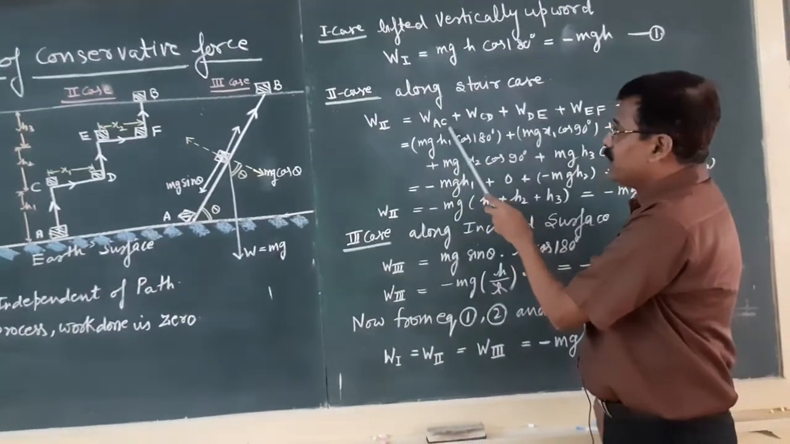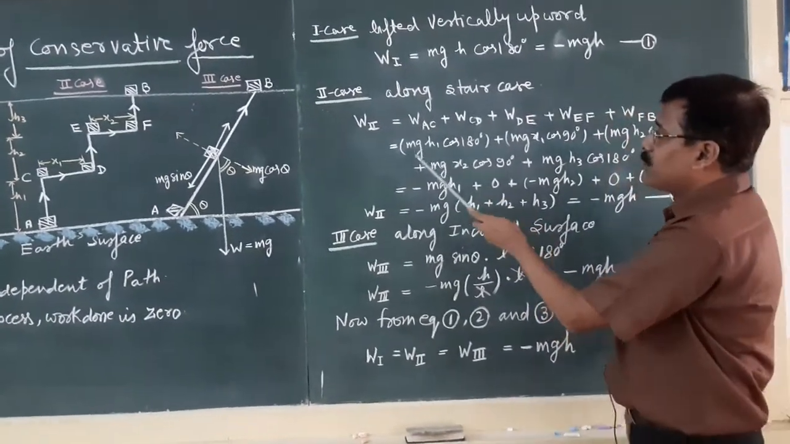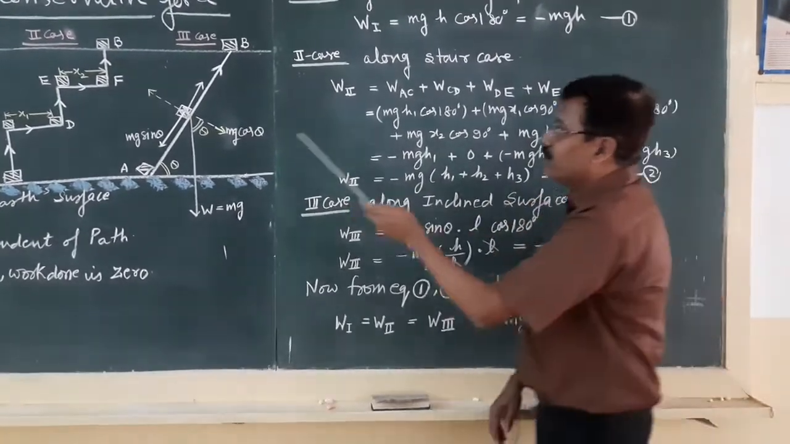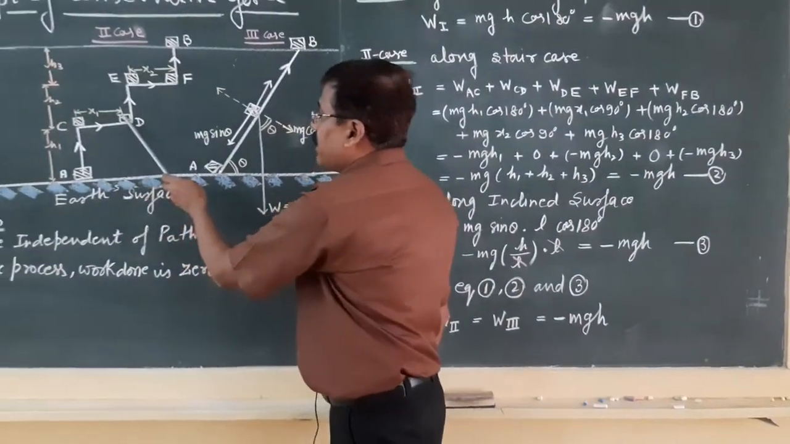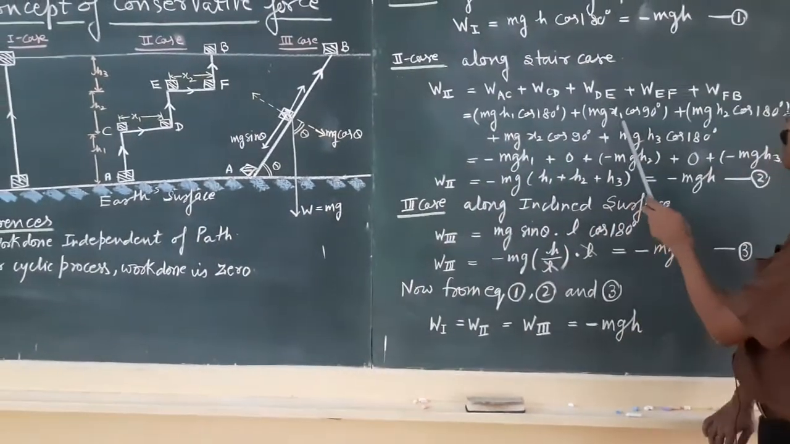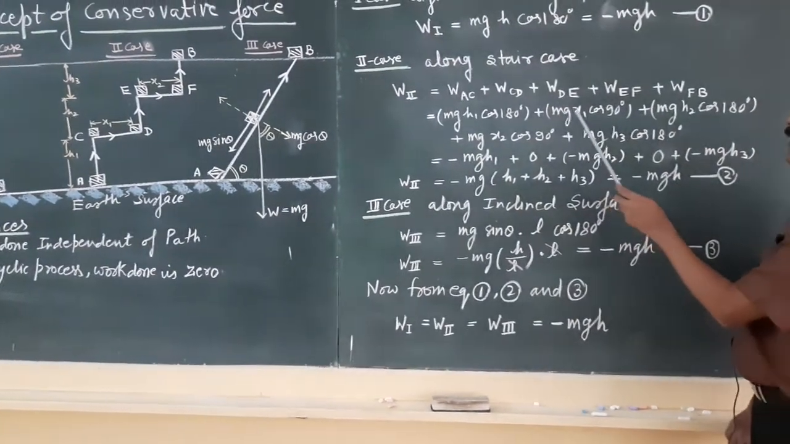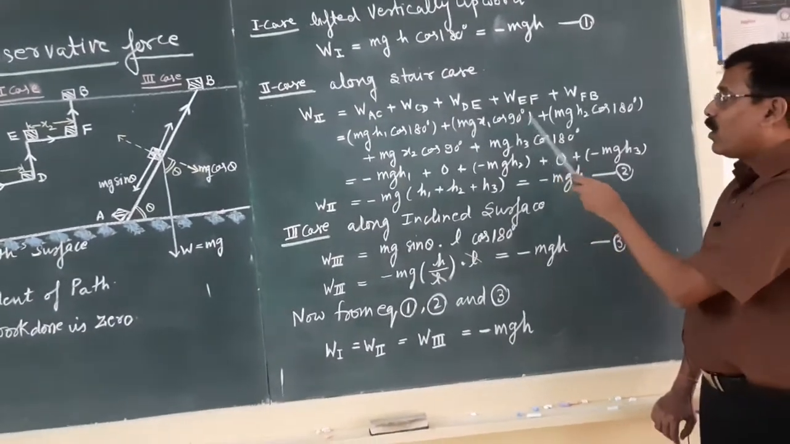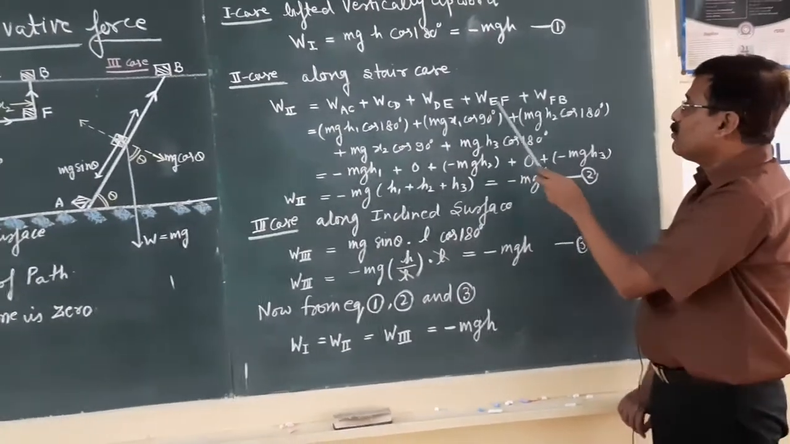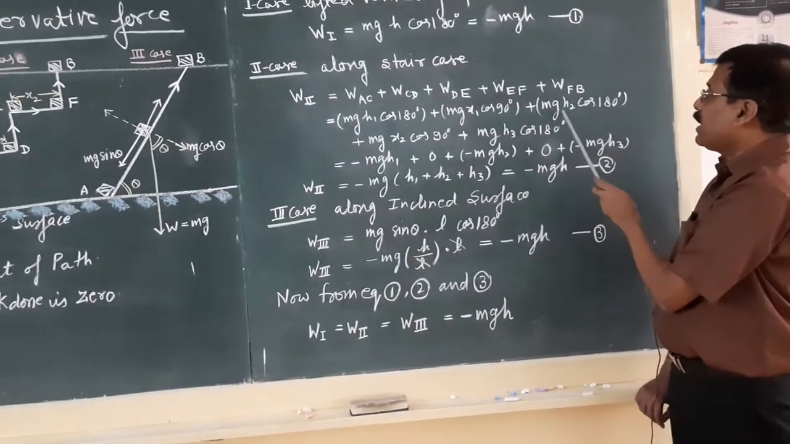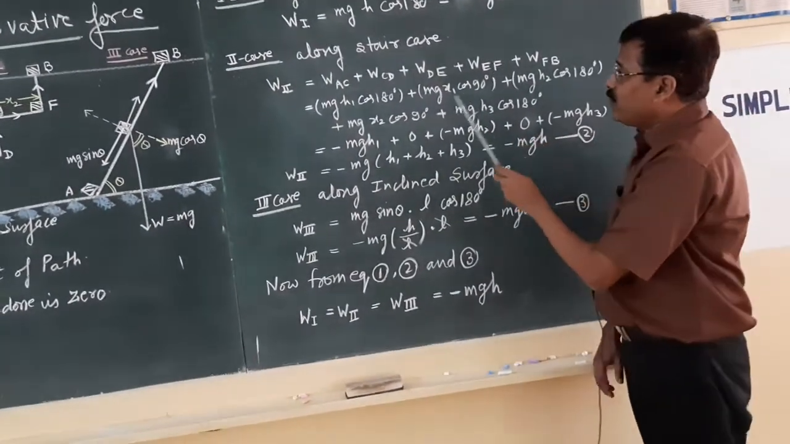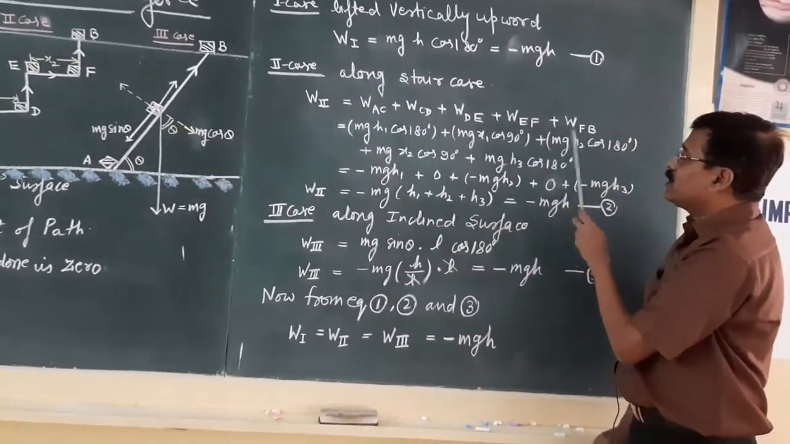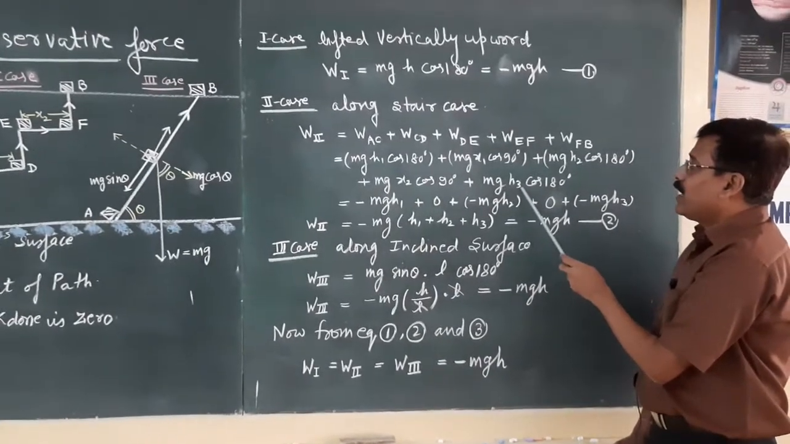If you come to WAC, this is the vertical displacement, so it will be mg h1 cos 180 degree. When you come to CD, it is the horizontal displacement x1 against the gravitational force, so the formula will be mg x1 cos 90 degree, because the force is acting downward and the displacement is along horizontal. Similarly for DE, the formula will be mg h2 cos 180. For EF, it will be mg x2 cos 90 degree, and for the last vertical displacement, mg h3 cos 180 degree.